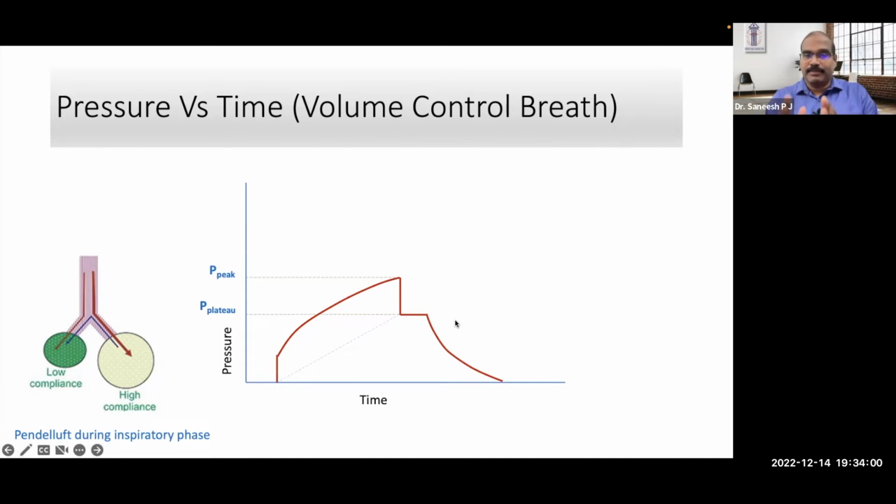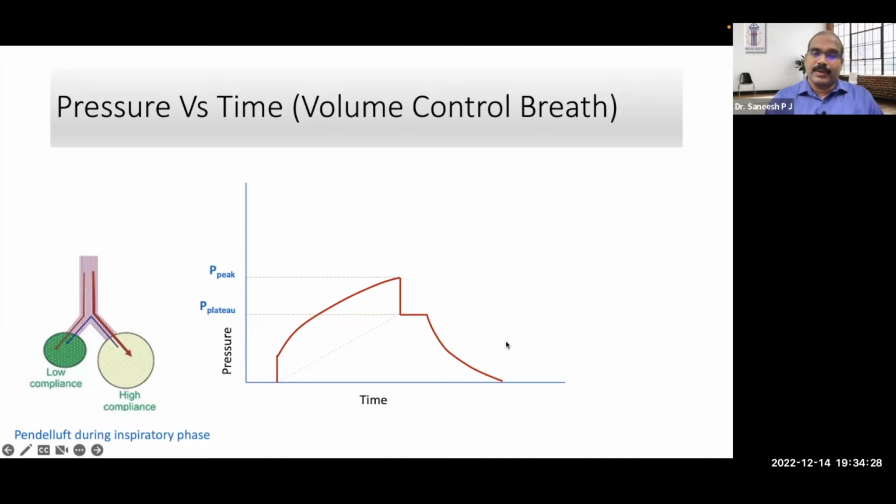At the end of inspiration, give an inspiratory pause, your peak pressure suddenly drops and attains a plateau value, which is actually reflecting the pressure exerted at the distal lung units, which we are concerned about when we are speaking about lung protective ventilation or volutrauma, things like that. And then you open the exhalation valve, allow the exhalation to continue passively.